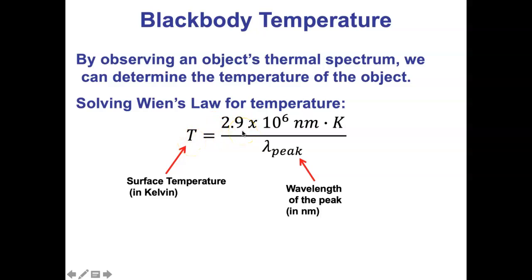This number up here on the top is a constant. It's just the constant that shows the relationship between temperature in Kelvin and the peak wavelength in nanometers. So 2.9 times 10 to the 6 nanometers times Kelvin. So you plug the peak wavelength in nanometers here. The nanometers on top cancel with nanometers on the bottom. And the unit that survives is the temperature in Kelvin.